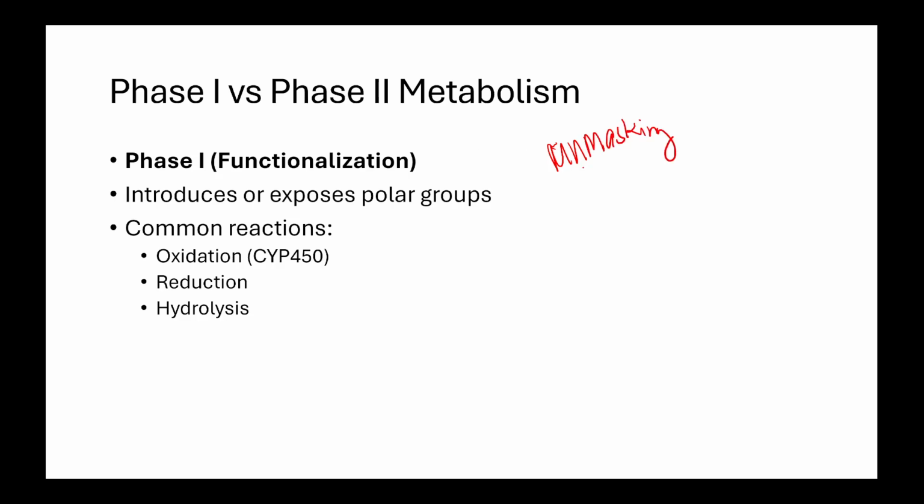Usually, this removes certain parts of the structure or it alters certain parts of the structure to make the structure more polar. Okay, so common examples of which is our oxidation, our reduction, and our hydrolysis. So this alters the structure. Most of the time, the goal is to make the part of the structure amenable for attachment of more polar compounds.